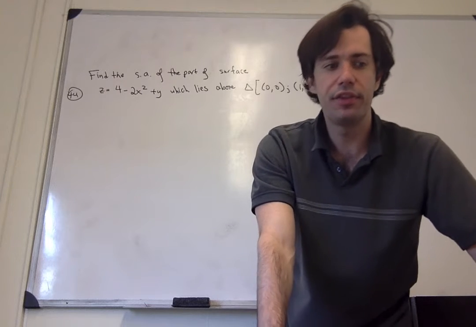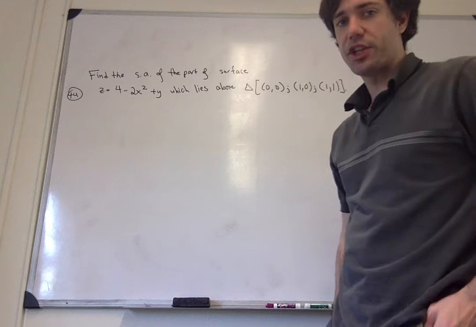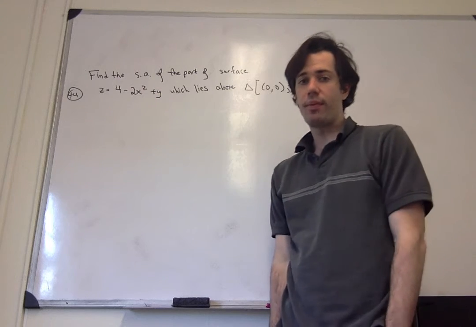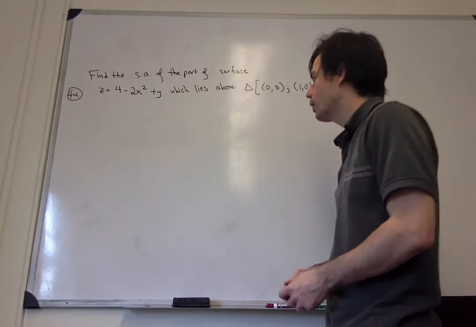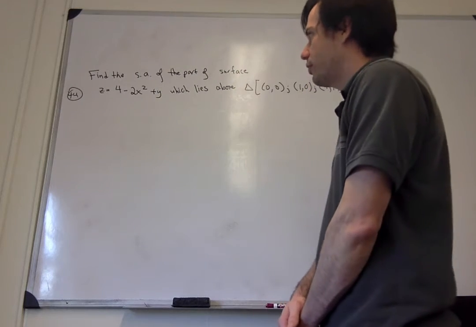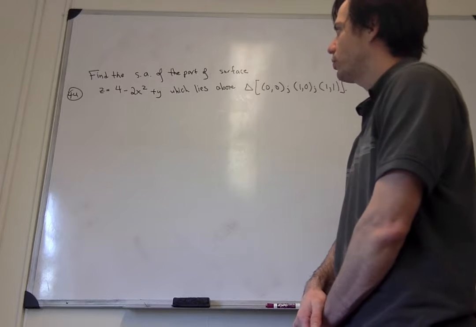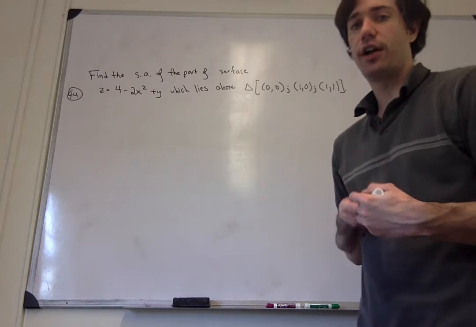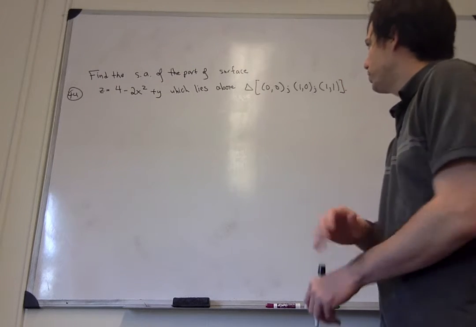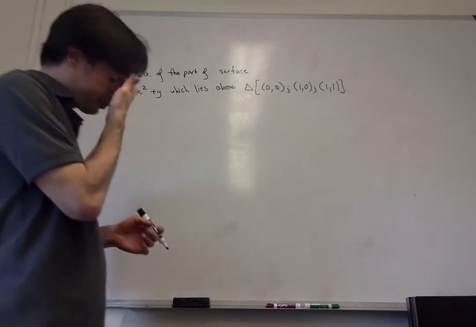Welcome back. In this video we're going to solve problem 44 of the section covering finding the parameterization of surfaces and their surface areas. Problem 44 asks us to find the surface area of the part of the surface z equals 4 minus 2x squared plus y, which lies above the triangle generated by (0, 0), (1, 0), and (1, 1). Those are the three vertices.